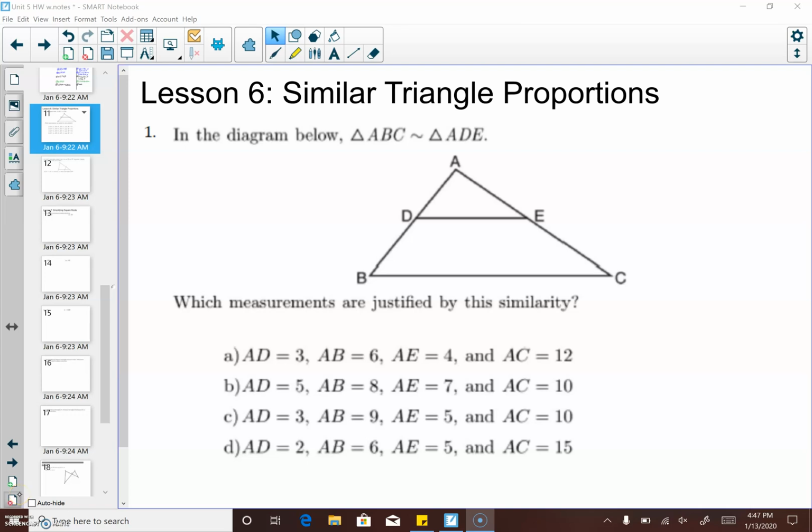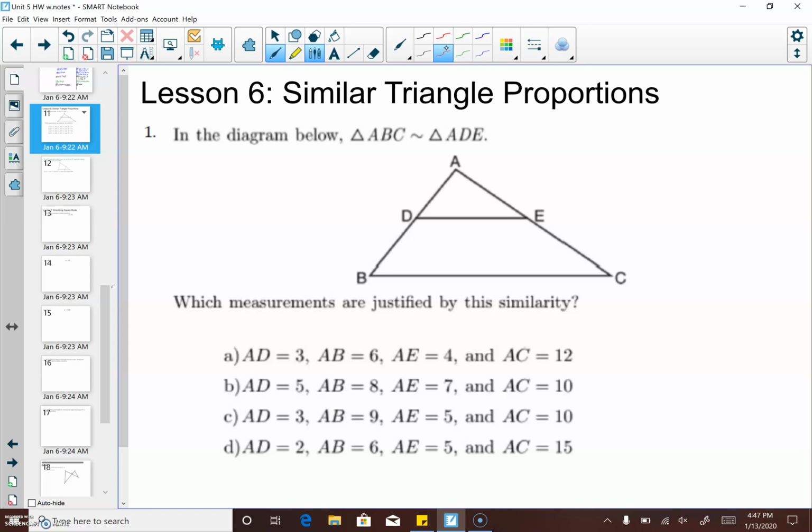For lesson 6 homework, we're going to work on some of our similar triangle proportions. In the diagram below, triangle ABC is similar to triangle ADE. Which measurements are justified by this similarity? So this is a Regents question, and we kind of need to plug the numbers in to be able to do it.